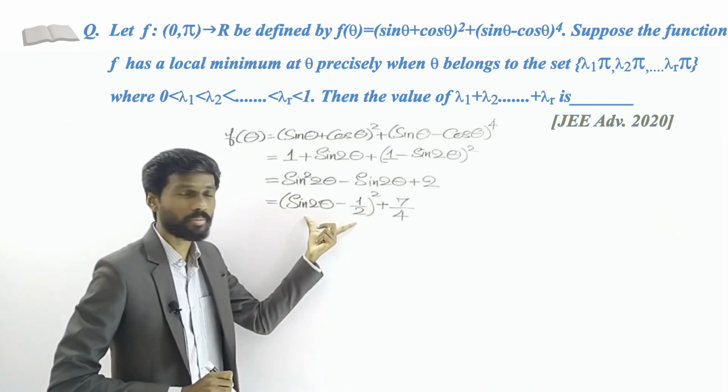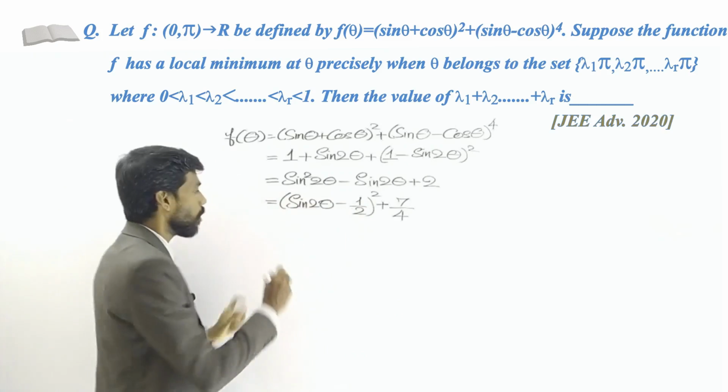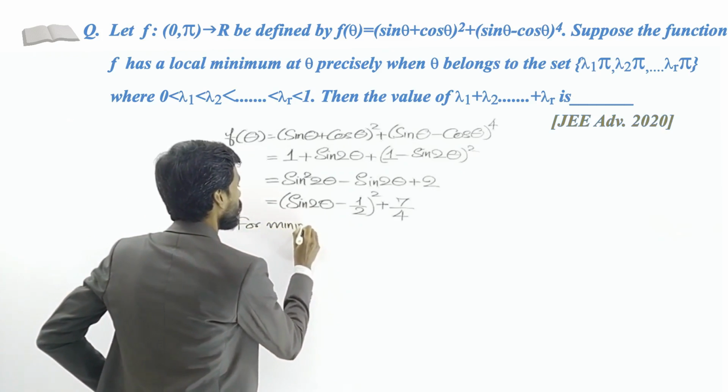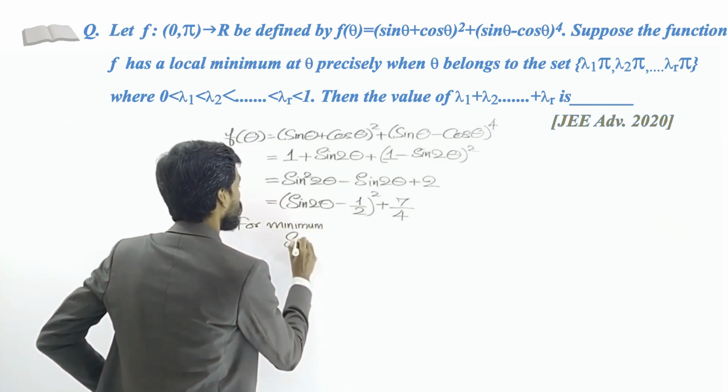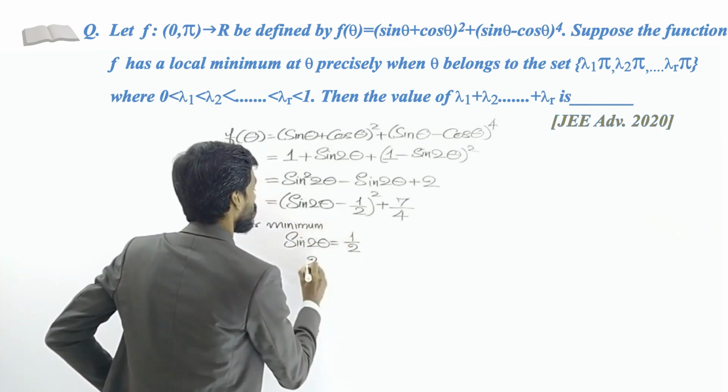So what is the minimum value of this? When this becomes 0, that means sine 2 theta equals 1 by 2. So for minimum value, sine 2 theta must be equal to 1 by 2. So let us find all the values of theta.